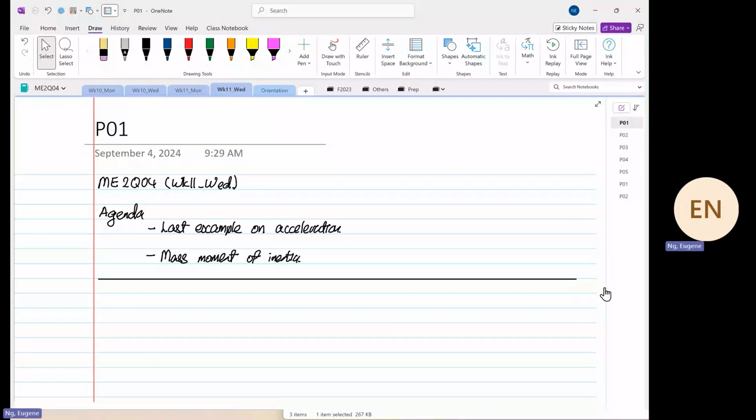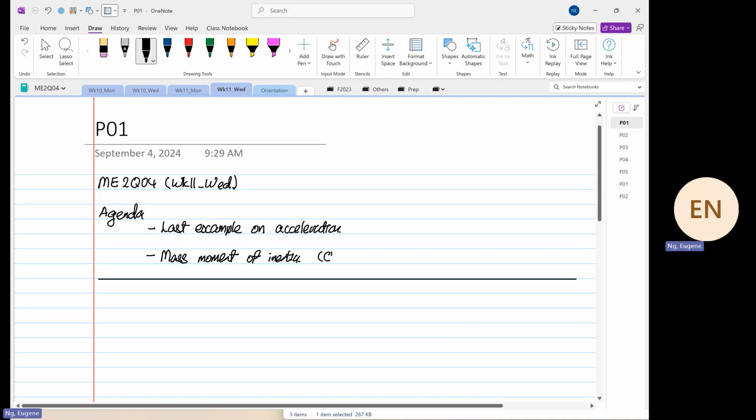Today, I'm going to continue on our last example on acceleration. We're almost done. Then we are going to do a new topic, which is mass moment of inertia. And this can be found in chapter 17.